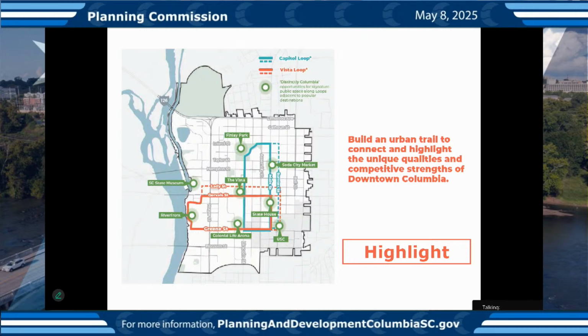So just to get through those again, pretty quickly, the first idea was to create 2 trail loops through downtown. This is a little map that shows what those could look like, the Vista Loop and the Capitol Loop. And these were based on a lot of the feedback I got about needing better connectivity downtown to destinations that already exist, and just trying to make better connections and clearer paths to those things and safer connections.